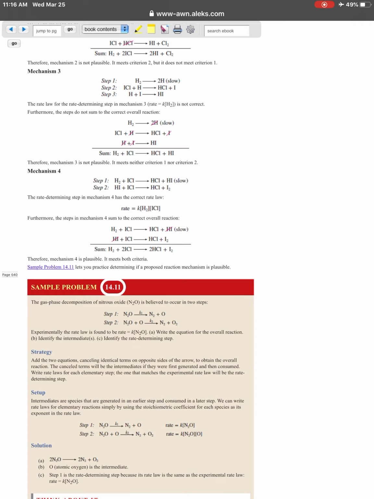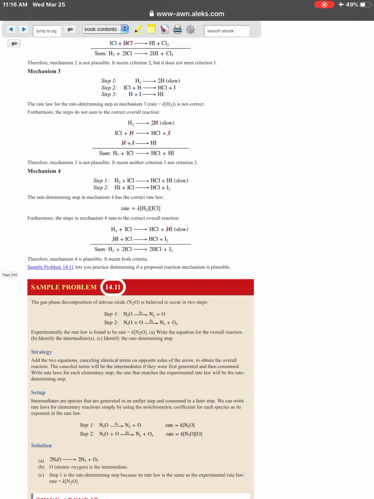Furthermore, the steps in mechanism 4 sum to the correct overall reaction. H2 + ICl → HCl + HI, slow. HI + ICl → HCl + I2. The sum is H2 + 2ICl → 2HCl + I2. Therefore, mechanism 4 is plausible. It meets both criteria.